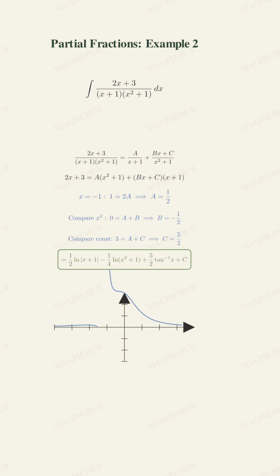Integrating each term, 1/2 ln of the absolute value of x plus 1, minus 1/4 ln of x squared plus 1, plus 5/2 arctan x, plus c. Notice the graph has a vertical asymptote at x equals negative 1.